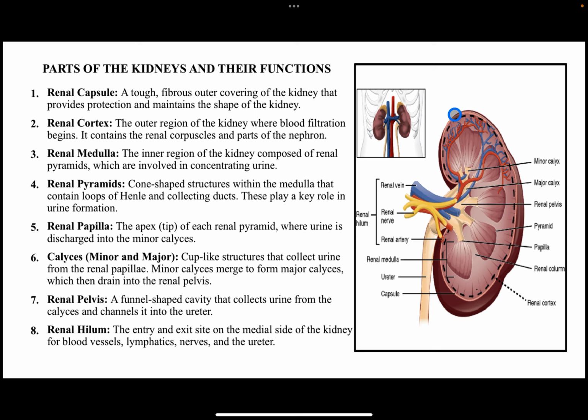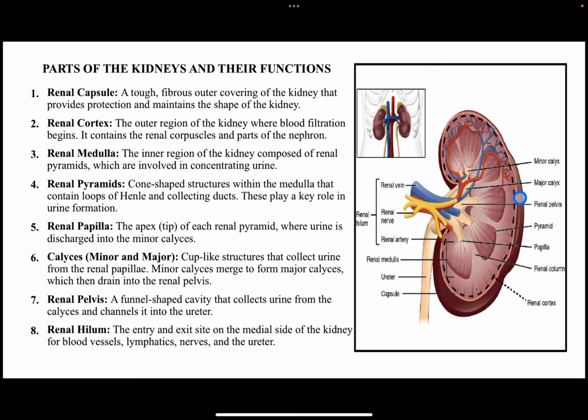The renal capsule is the tough fibrous outermost layer of the kidney. Take note of the fact that it is not soft, it is tough. It provides protection and maintains the shape of the kidney. From the renal capsule, we have the renal cortex.